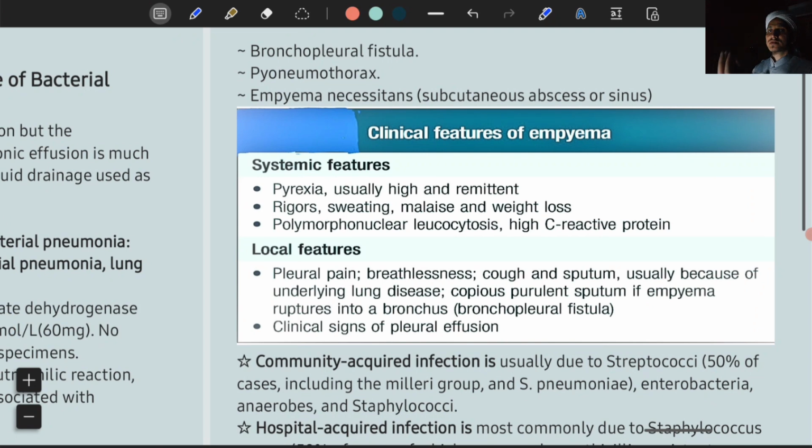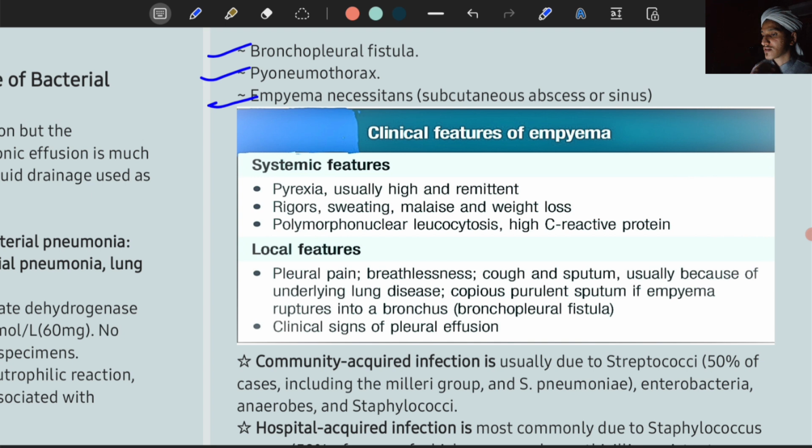Other is, now there is pus that can rupture into the bronchus and patient will cough copious amount of pus. So that is nothing but bronchopleural fistula. Or the pus can rupture forwards through the chest wall, and it can be beneath the skin, or it can penetrate through the skin to form a sinus. That is nothing but empyema necessitans. And one more thing is, there can be pus with air. That is nothing but pyopneumothorax. These are the complications of empyema.